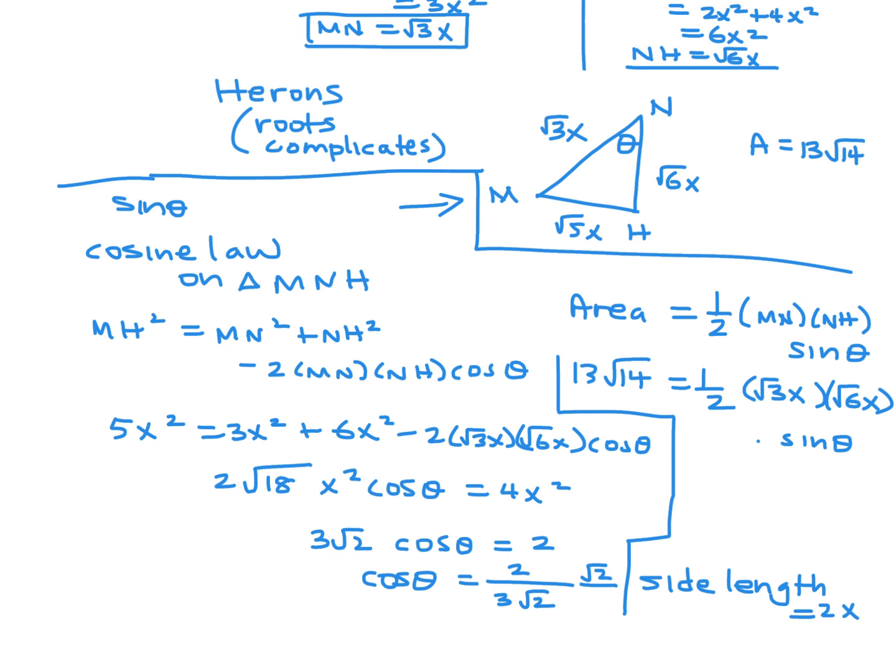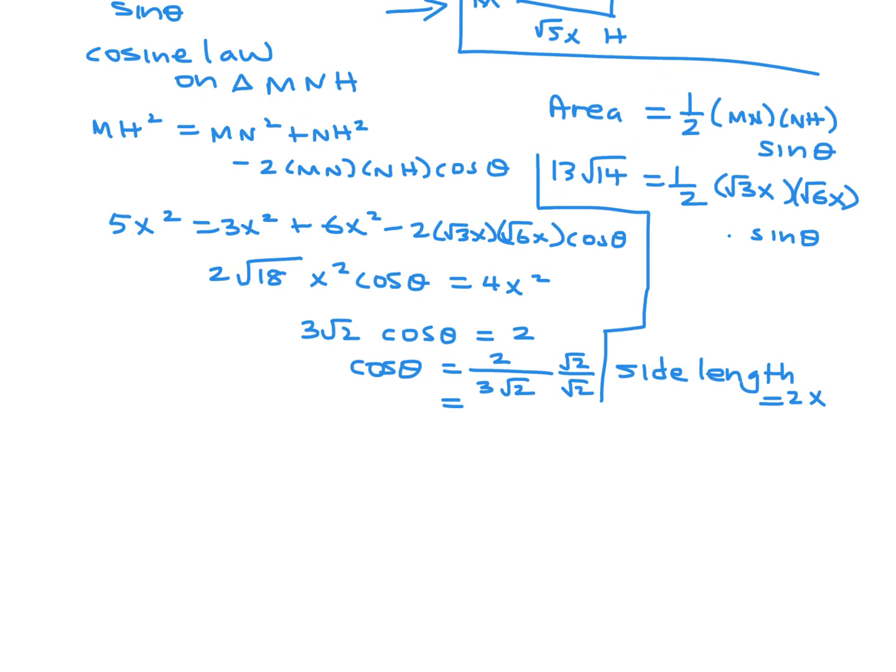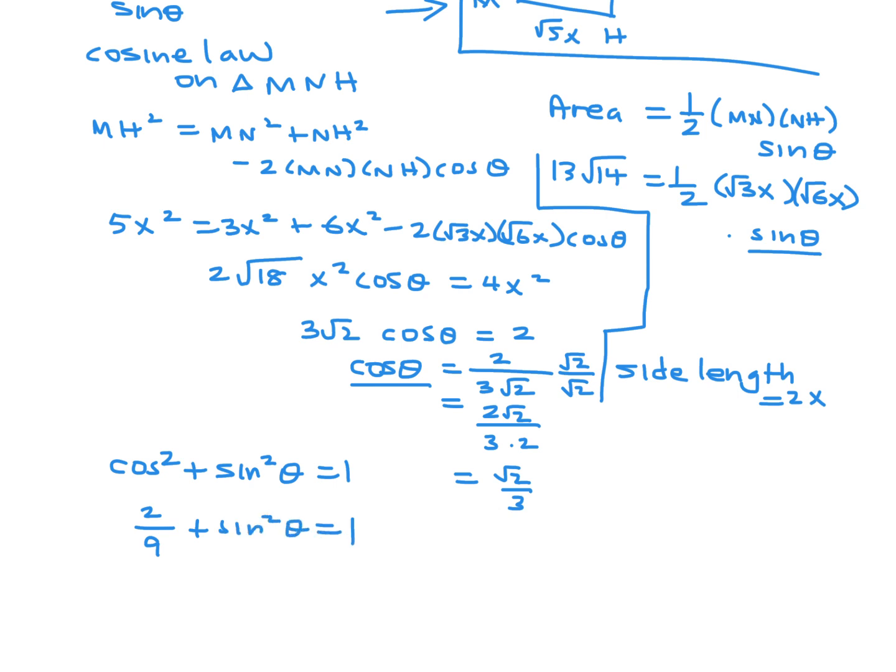And then rationalize the denominator, and we'll get 2 root 2 over 3 times 2, so root 2 over 3. But that's cos theta. We want sine theta, so I can just use that trig identity. Cos squared theta plus sine squared theta is 1. So this would be 2 over 9 plus sine squared theta is 1. So sine squared theta is 7 over 9. So sine theta is root 7 over 3.